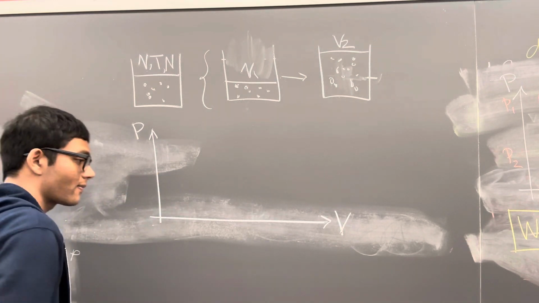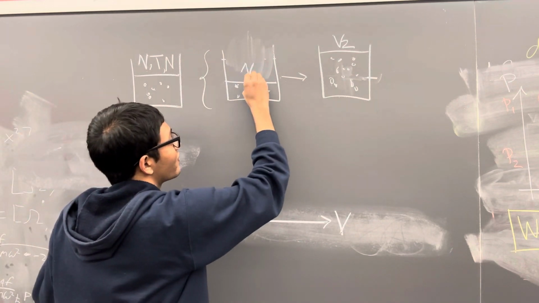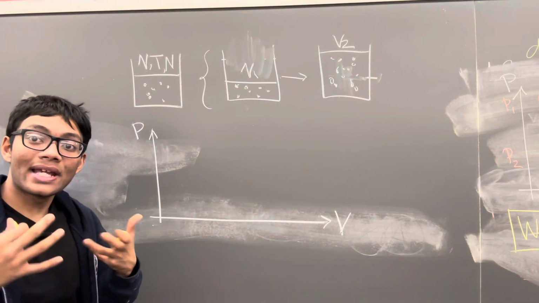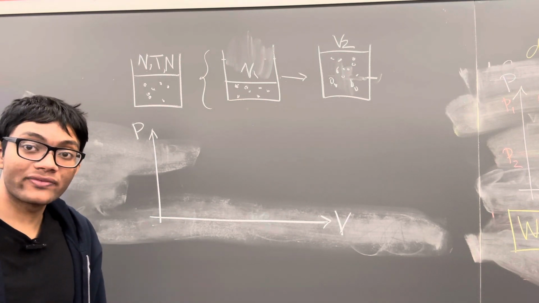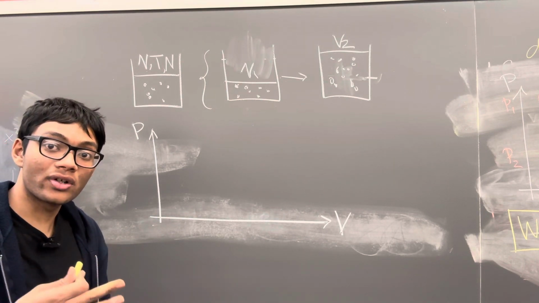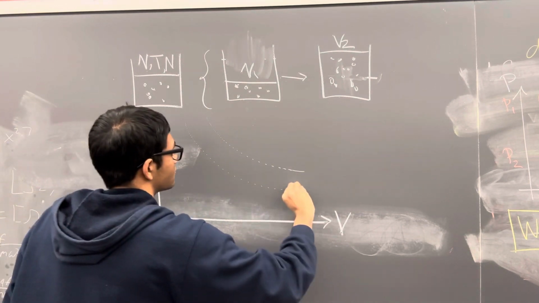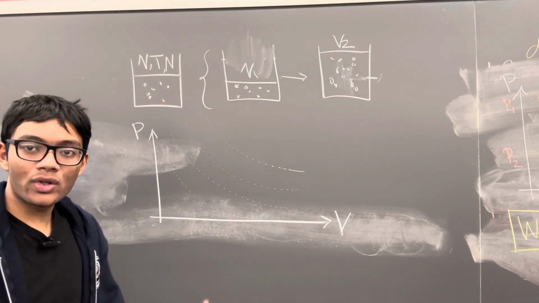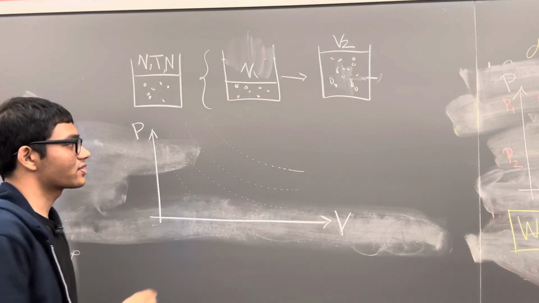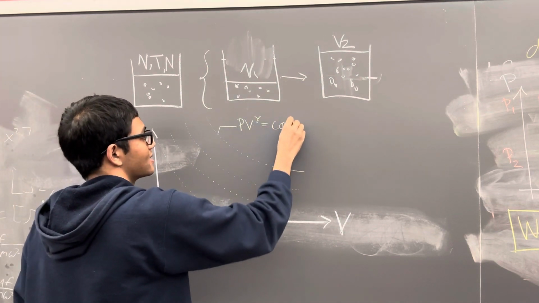What does that look like? Let me use my color here. As the gas goes from volume 1 to volume 2, its temperature remains constant. What do constant temperature curves look like? They're isothermal curves on the phase diagram. They look like this. Okay? And what are the equations of state of these isothermal curves? These are given by PV to the gamma is constant.